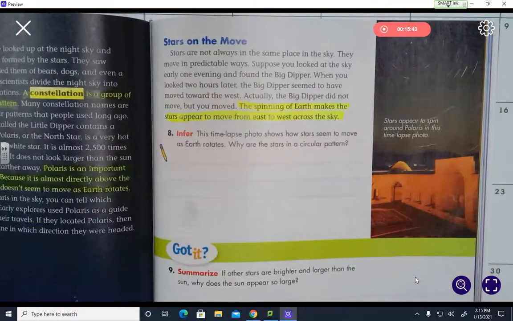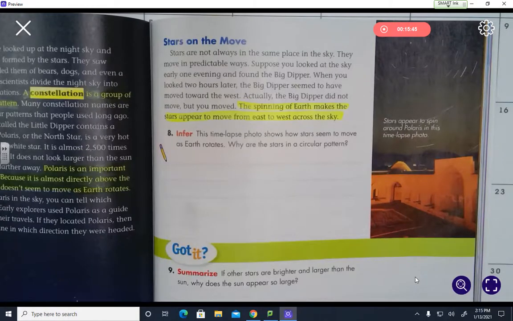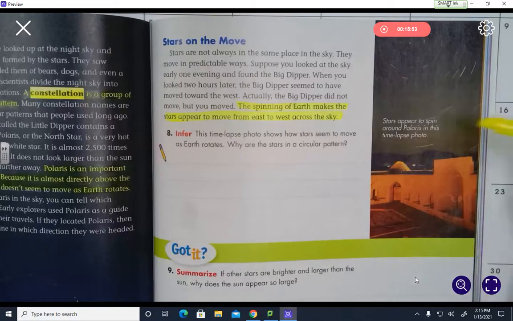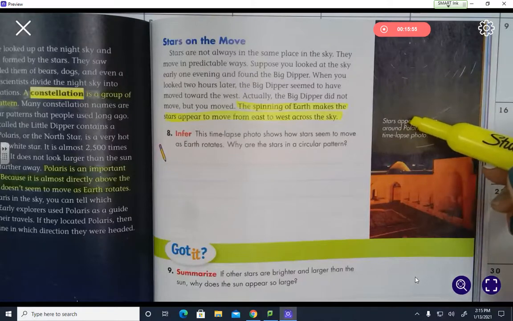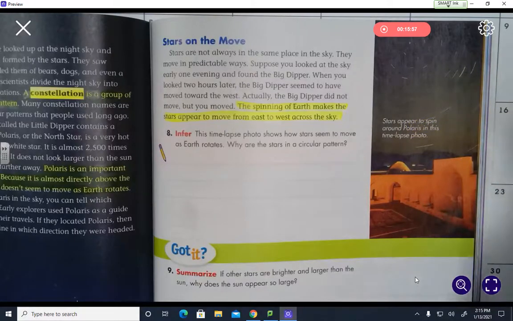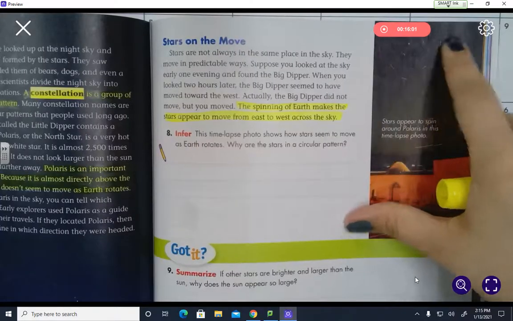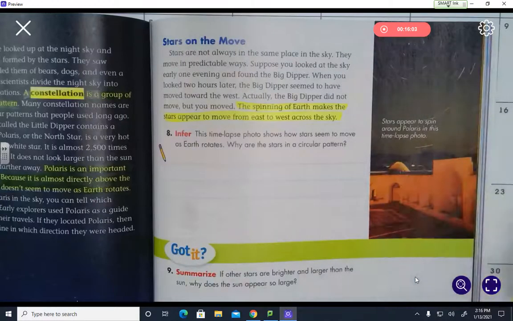And what do we know that the spinning of Earth is actually called? Earth is really rotating. Good job, guys. I heard you all say it. Over here it says, stars appear to spin around Polaris in this time lapse of the photo. So here you have Polaris up here. That's that dot right there. And all the other stars are kind of spinning around it.